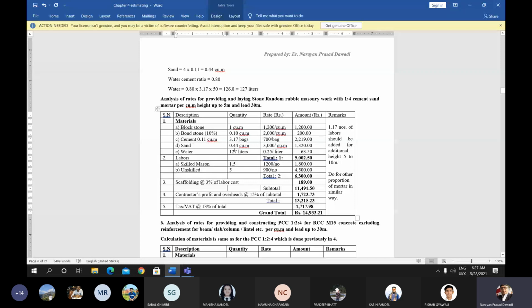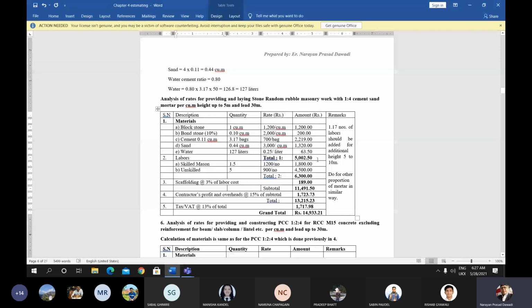Now water, 127 liters. I have considered the water rate as 0.25 per liter. You can take up to 0.50 per liter. That is, you can take 30 paisa or 40 paisa, 45 or 50, not more than 50. Now this gives the value of 63 rupees 50 paisa.